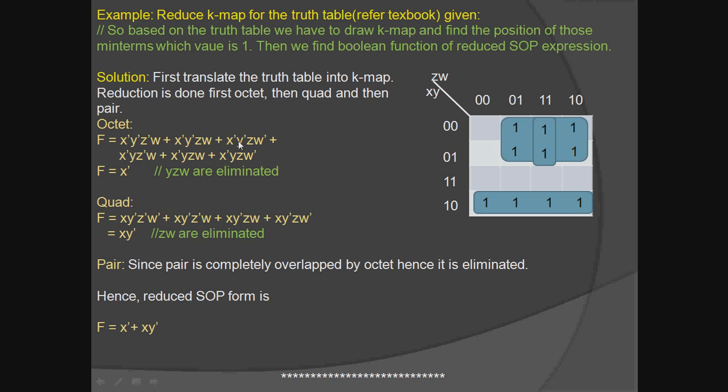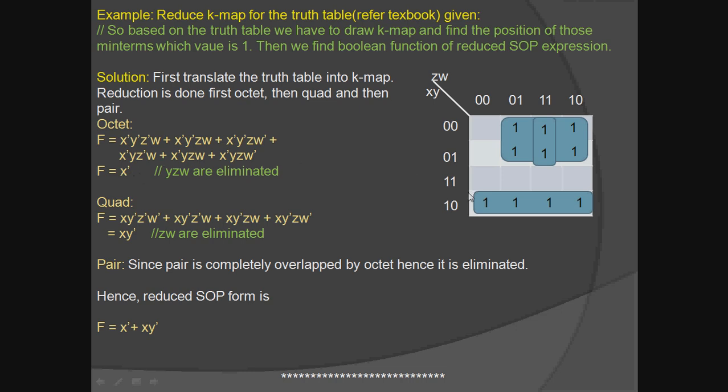In an octet we eliminate 3 variables. So here you can see that x complement stays the same throughout. All the other literals change their form from complemented to uncomplemented. That's why y, z, and w get eliminated. So the simplified SOP expression is f equals x complement.